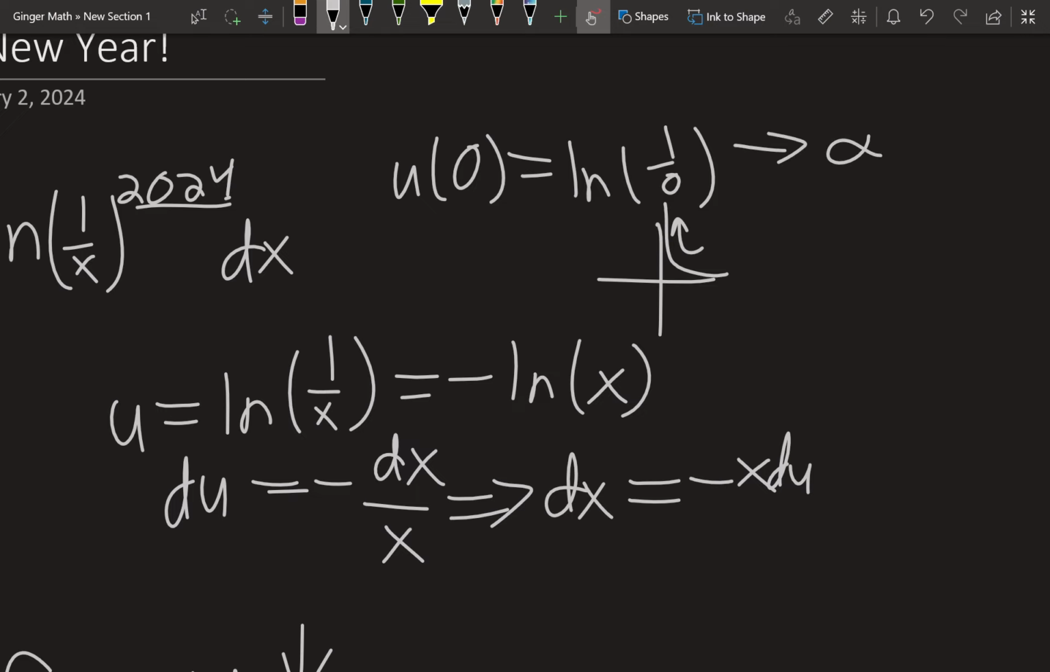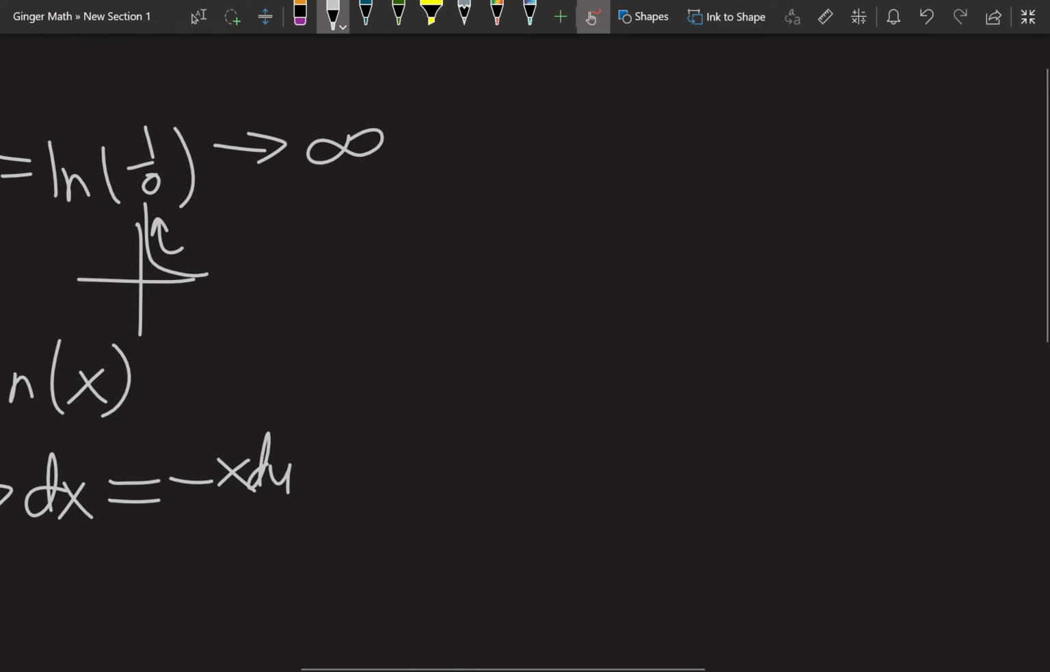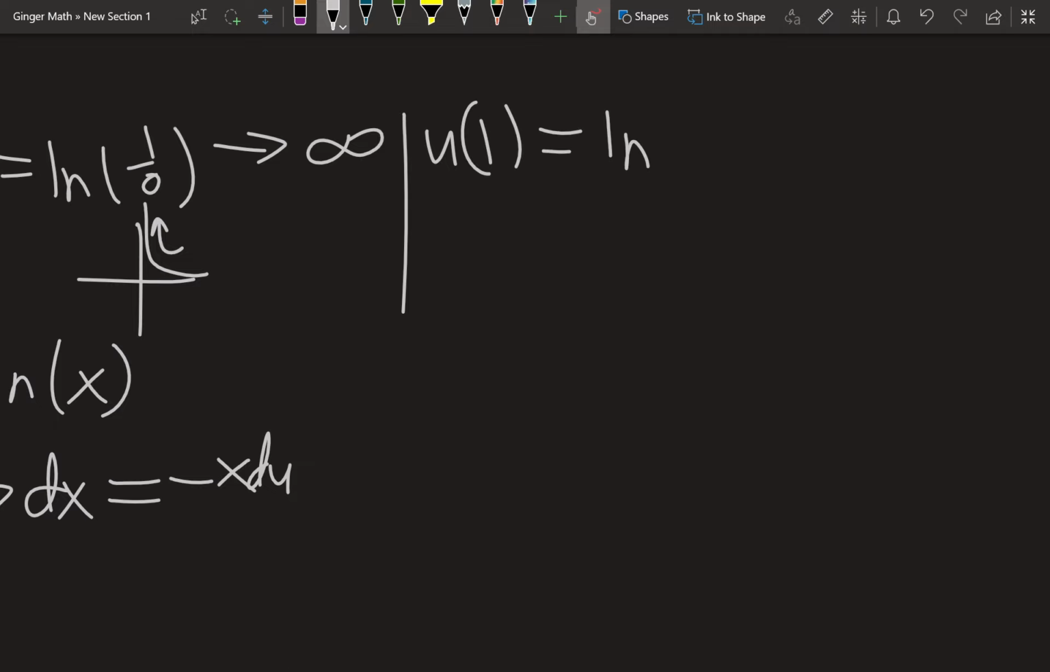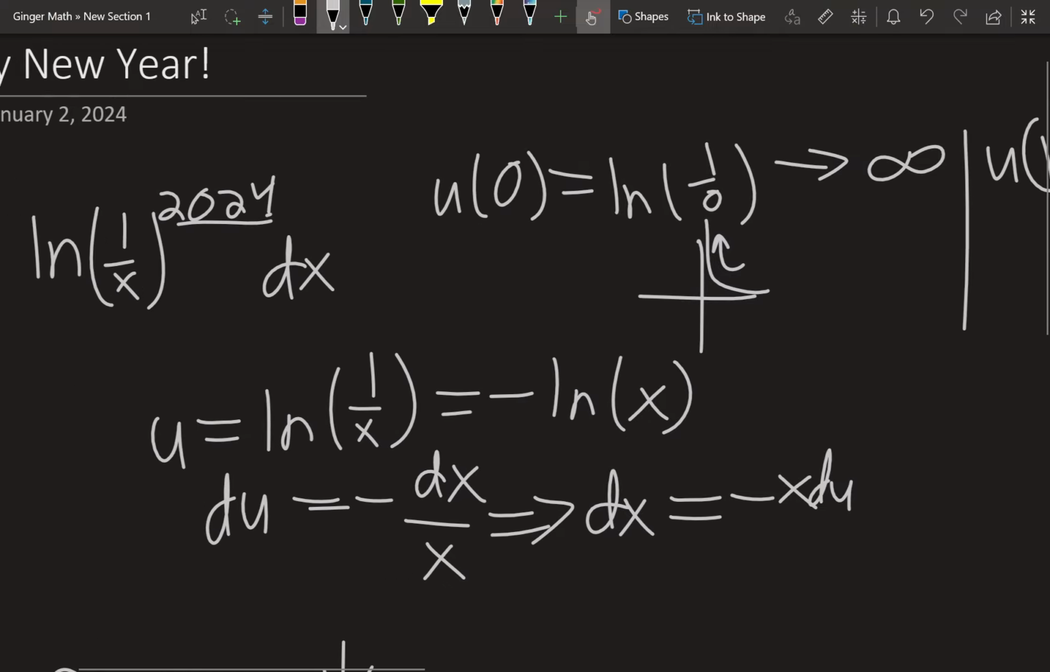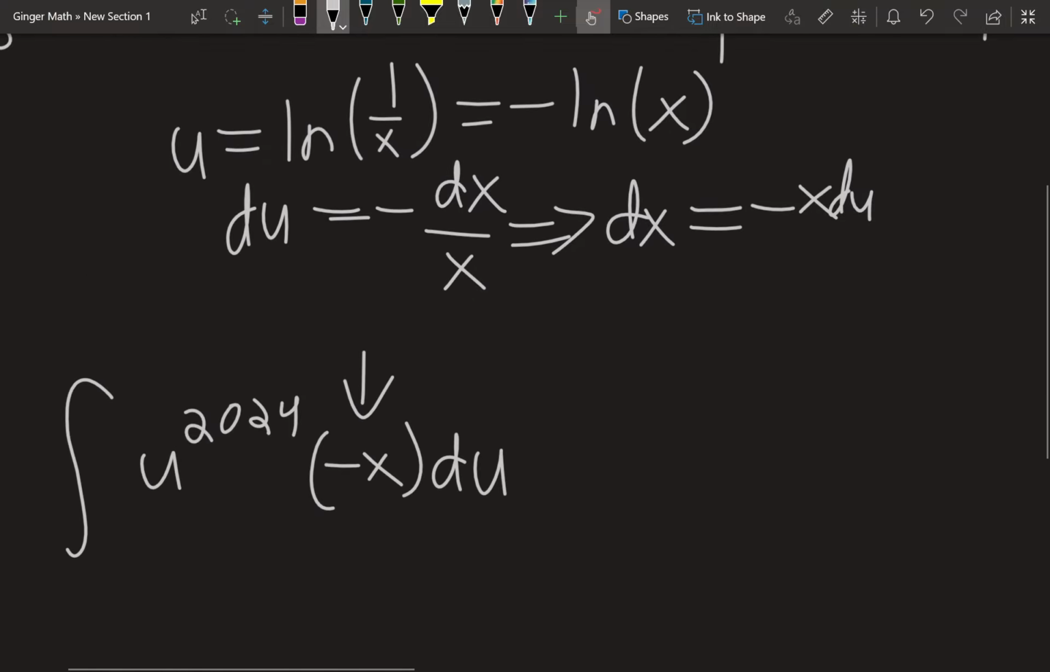And then u of 1 is actually quite a lot simpler. So u of 1 is just natural log of 1 over 1, which is just natural log 1, which is by definition 0. So we have our bounds from infinity to 0. It'll look nicer in a second, don't worry.